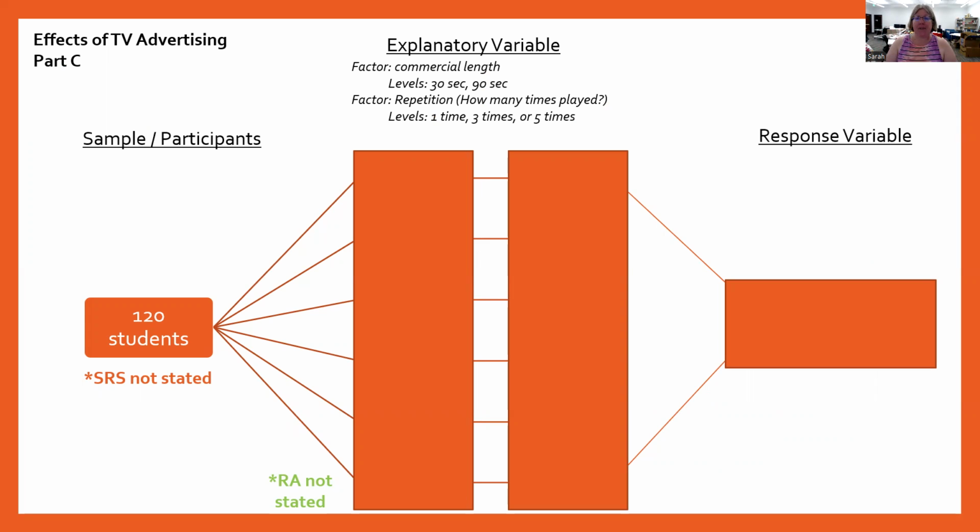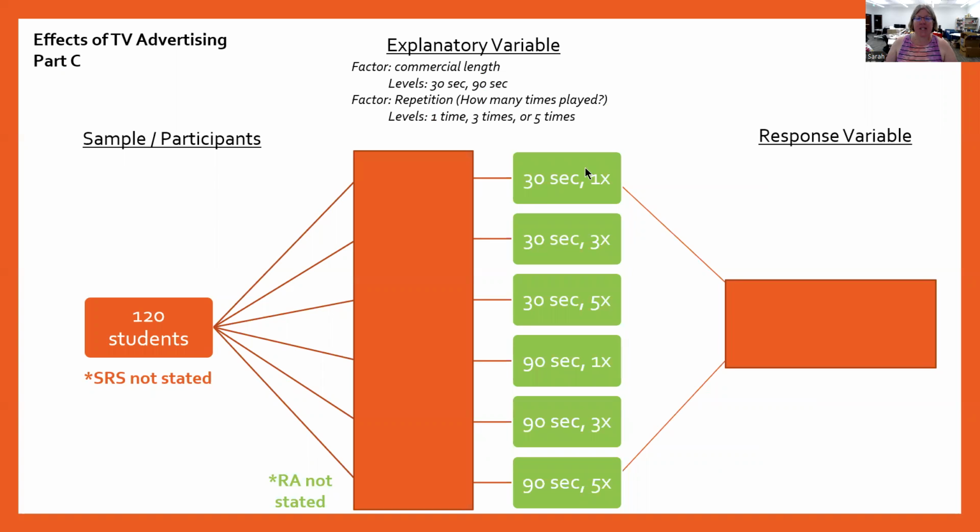So if I multiply those together, I know that I'm going to need 6 groups. So I'm going to have 6 treatments. And those 6 treatments are going to be 30 seconds in one time, 30 seconds in 3, 30 seconds in 5, 90 seconds in one time played, 90 seconds in 3 times, 90 seconds in 5. So that should be the list you have for the list of treatments.